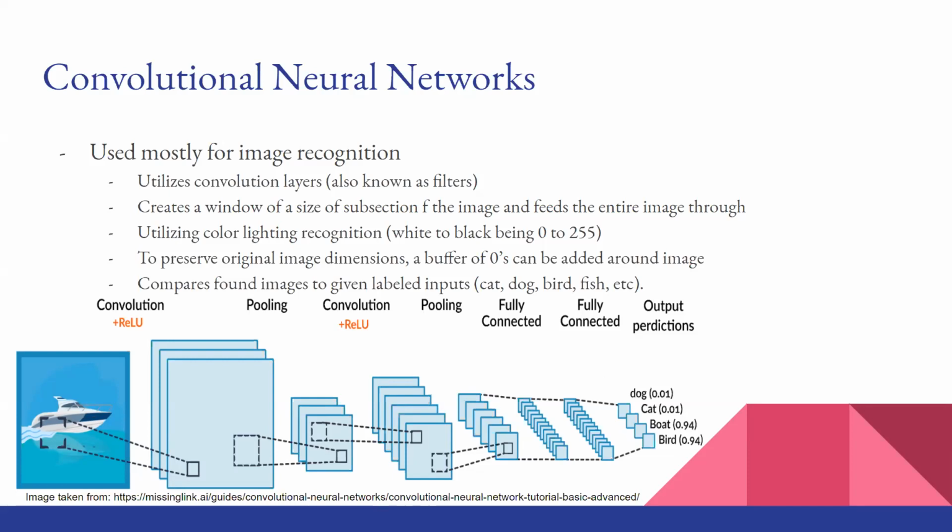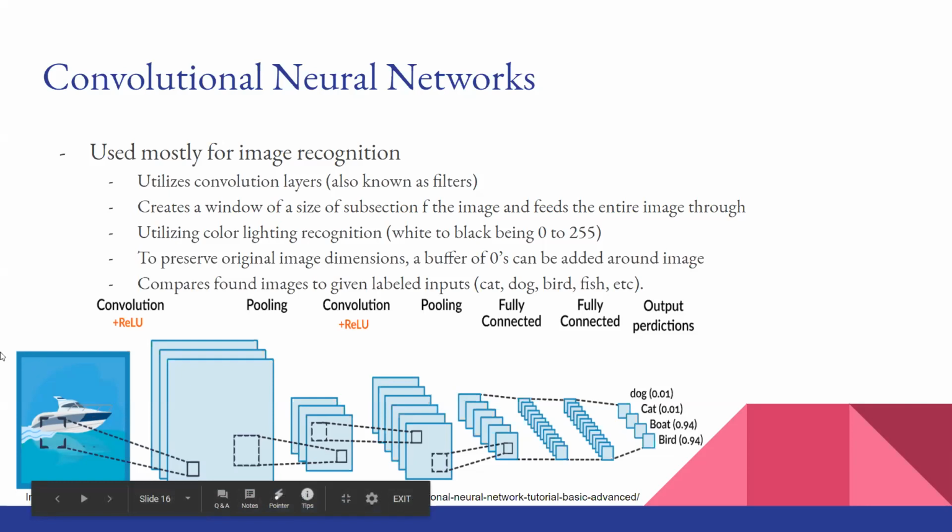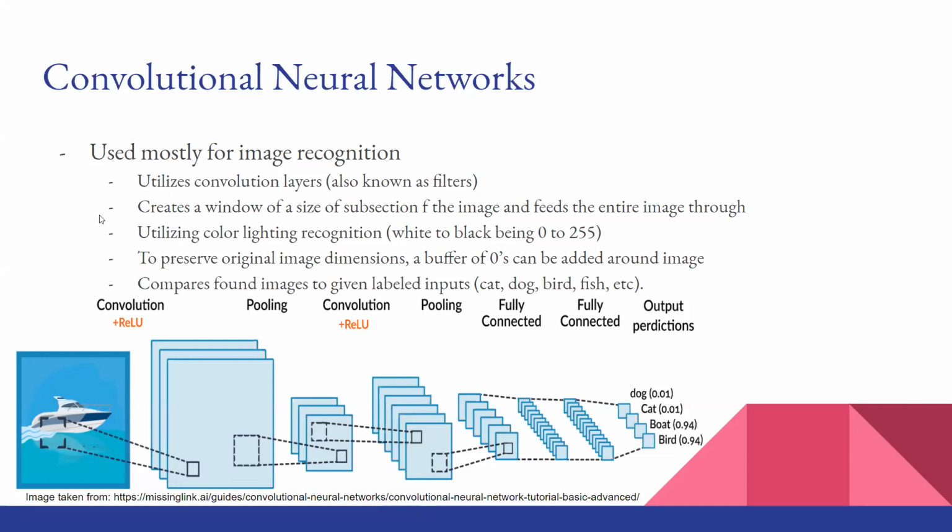a buffer of zeros is typically added. It's suggested it can be, but you'll find most actual neural networks add a buffer of zeros around the overarching image as it goes through. And here, as you can see around our boat, there's a dark blue line in the example given, and the dark blue line would technically be our buffer of zeros, so that we hold on to the original image. It then compares the found image to the given labeled inputs: cat, dog, bird, fish, etc.